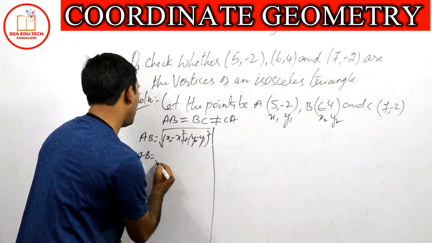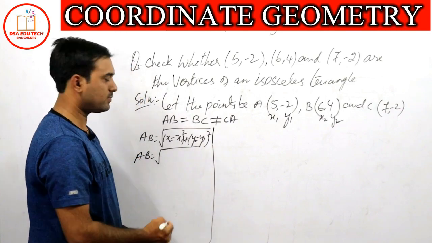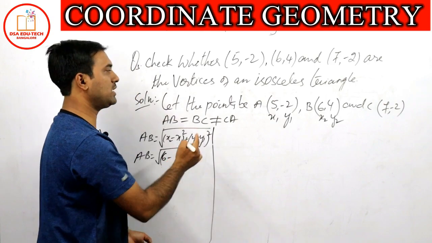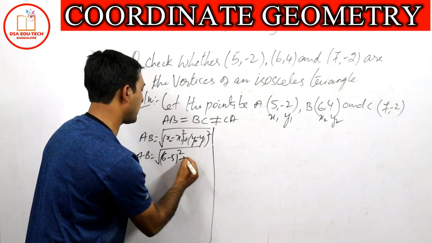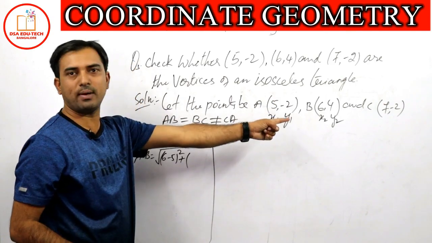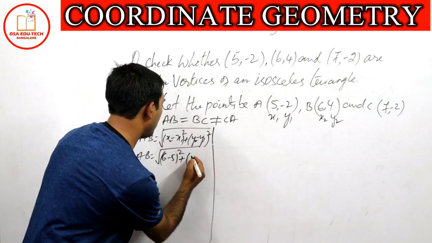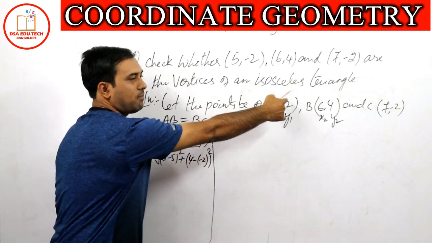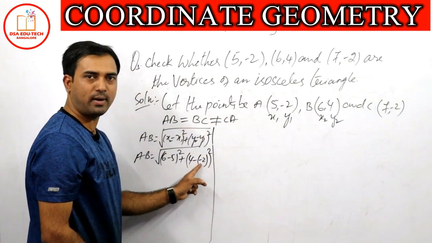AB equals root under x2 is how much? 6. x1 is how much? 5 whole square plus y2 is how much? What is the value of y2? 4 minus of minus 2. y1 is minus 2. So minus of minus 2 I wrote.